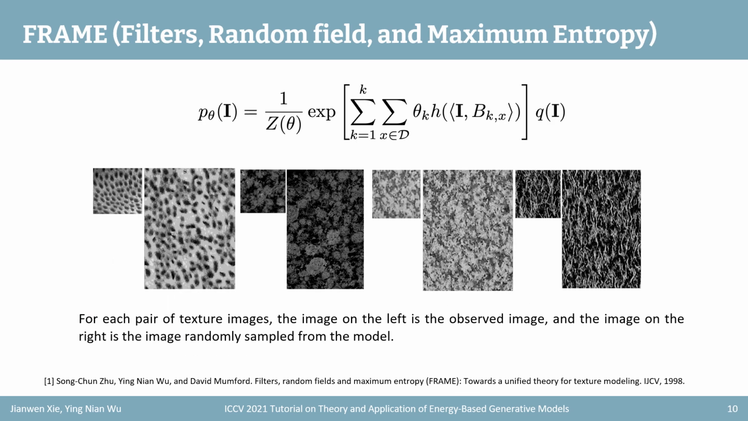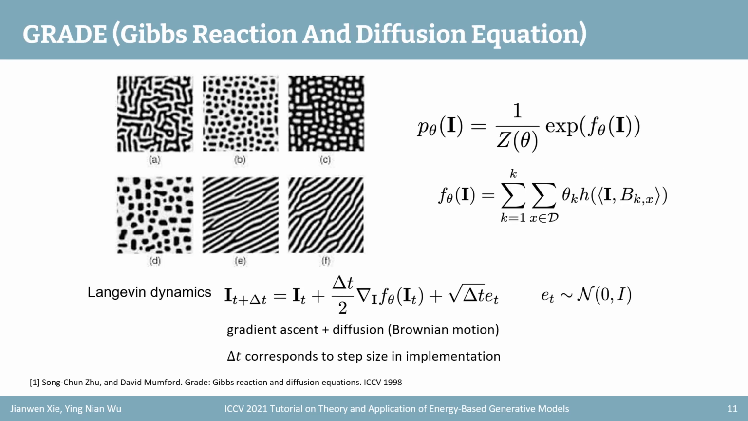These are some synthesized texture patterns sampled from the learned frame model by Gibbs sampling. The gradient model tries to learn the frame model by using Langevin sampling for texture synthesis. The Langevin Dynamics is a gradient-based MCMC method, which consists of a gradient ascent term and a diffusion term.